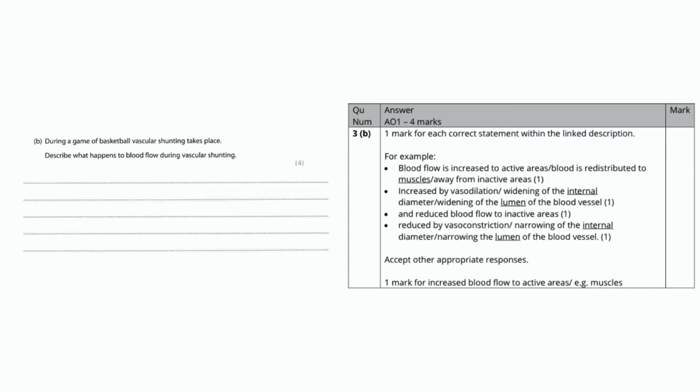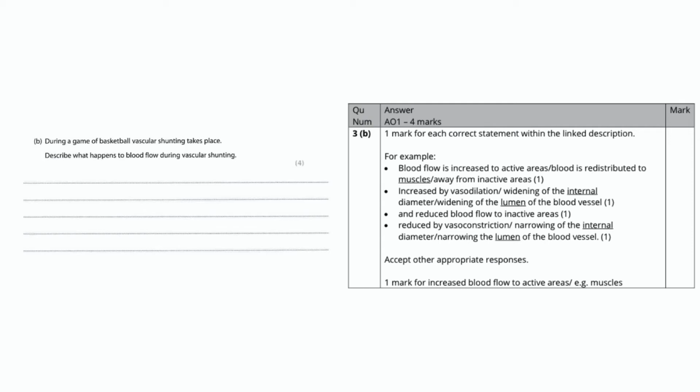The next 2 marks, you need to explain how this happens. So we're talking about vasodilation and vasoconstriction. So vasodilation happens whereby the blood vessels widen in diameter to allow more blood to active areas. And if you've given examples such as the legs in the sport of basketball, then that's great.